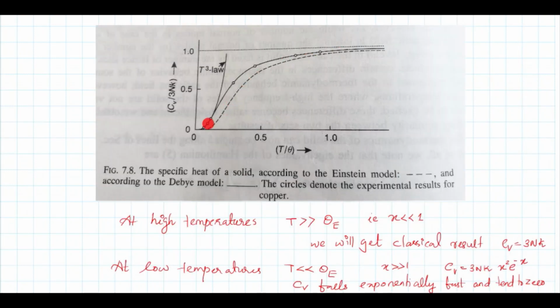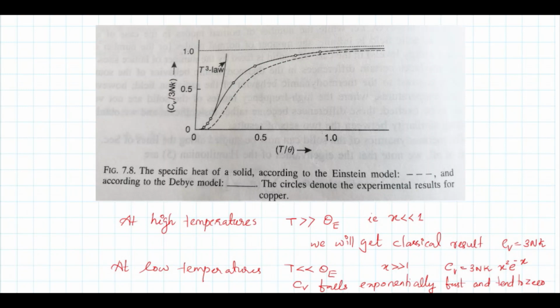And this solid curve is the one obtained by Debye's approach that we will discuss later. And this T cube law also we will discuss later. So this dotted line is the one obtained by Einstein. At high temperatures, that is as T tends to infinity, you can see that this curve approaches a value 1. That is Cv by 3nk equal to 1, or Cv equal to 3nk. And that is the classical result.